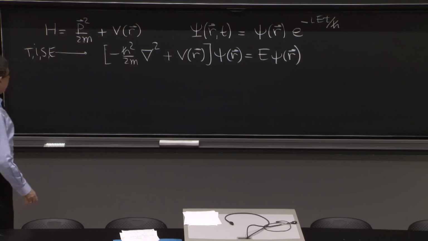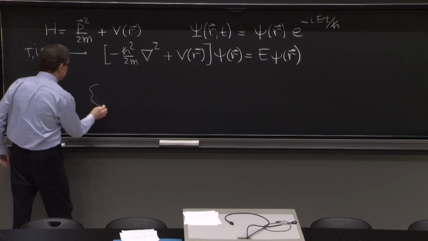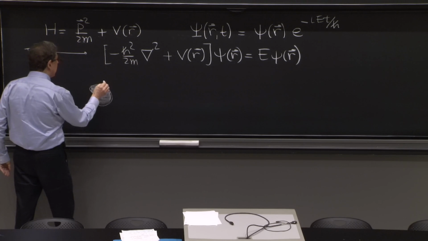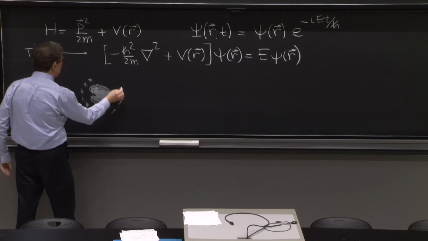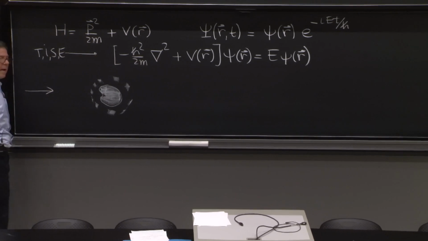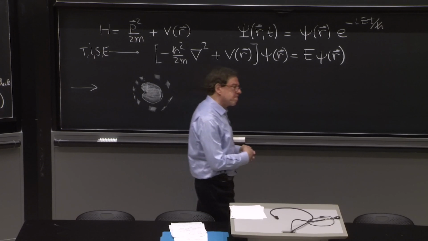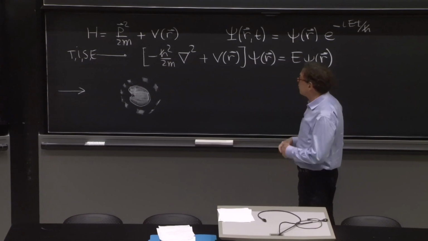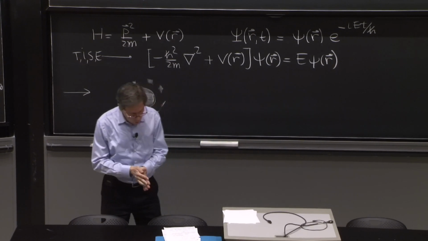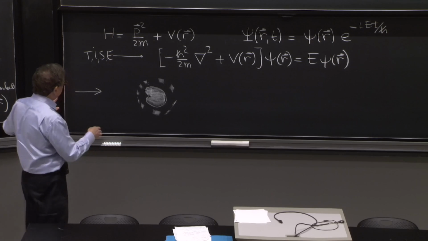Now, let's write the first picture. Our picture of the scattering process is some sort of target here, or potential, and particles that come in and scatter off of this potential. So we're looking for energy eigenstates, and we will try to identify our energy eigenstates.